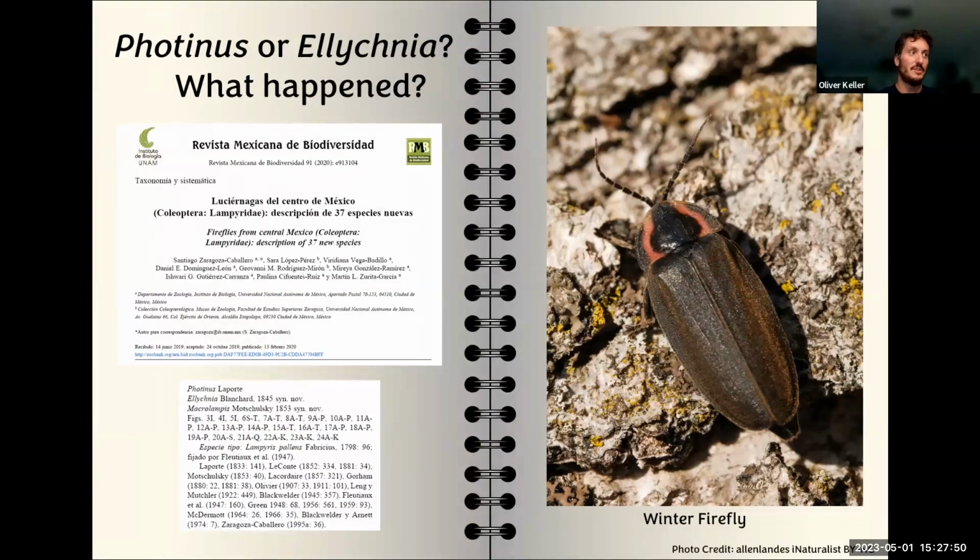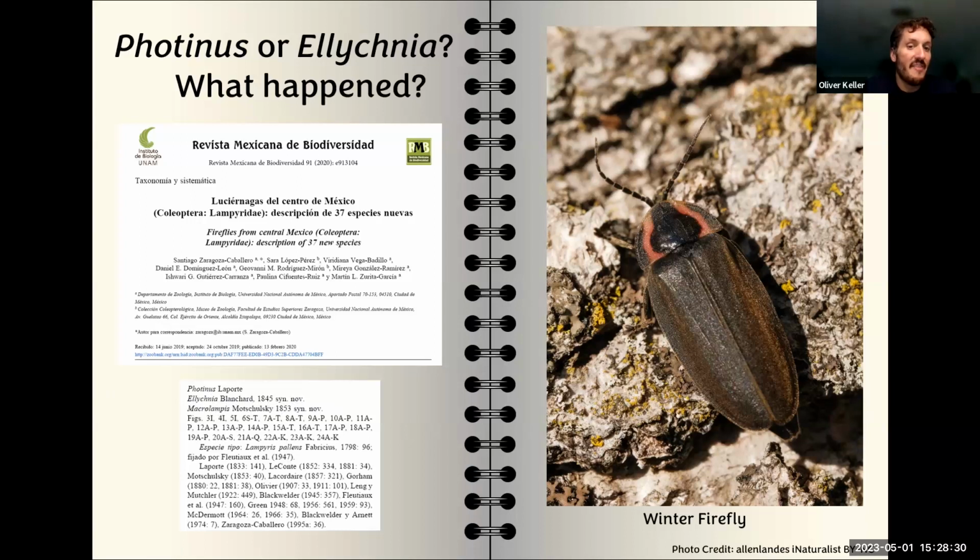Here's a little more information on what happened with ilichnia. This is the first paper on the left, the upper one: Fireflies from central Mexico, description of 37 new species. And in the second picture on the bottom, you see this second line, Ilichnia Planchard, 1845, synonymia nova, so new synonymy. This is the paper where Ilichnia was sunk into Photinus based on the description of new species, but not really based on any evidence other than saying that the genitalia are the same.